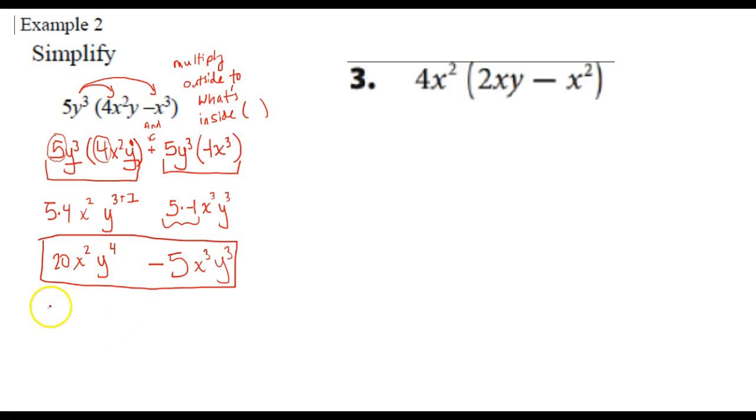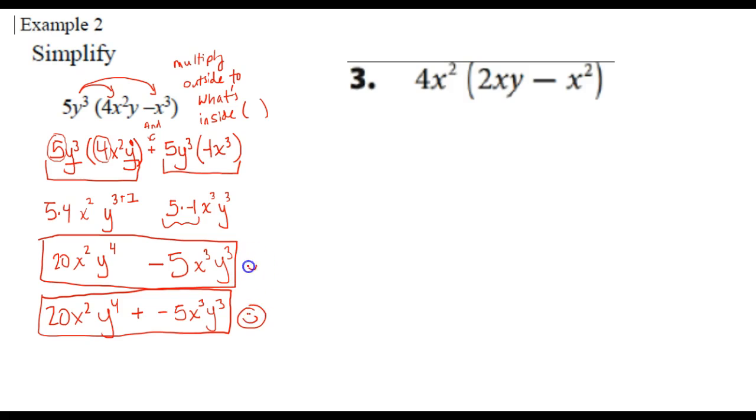What you could do if you'd like, you could write it like this, because I know a couple students will say, hey, what about that plus symbol you put in the middle? Okay. You could also write it like this if you'd like. Either one's okay. This one's just more simplified because it's like me saying 20x squared y to the fourth and negative 5x to the third y to the third. You can say there's 20x squared y to the fourth minus or negative 5x to the third y to the third. Whichever. This one you'll probably see more prevalent.